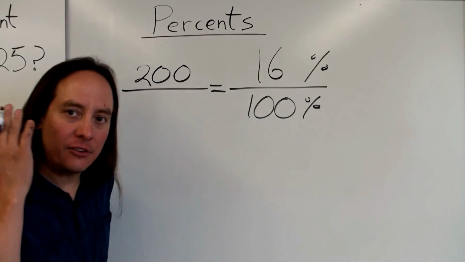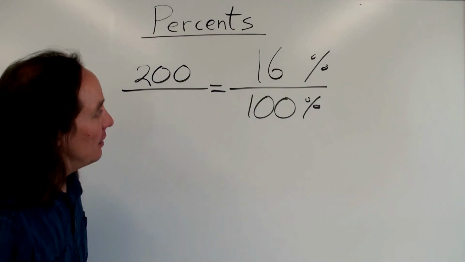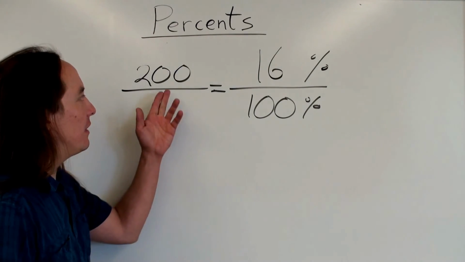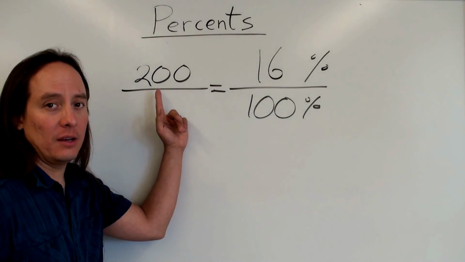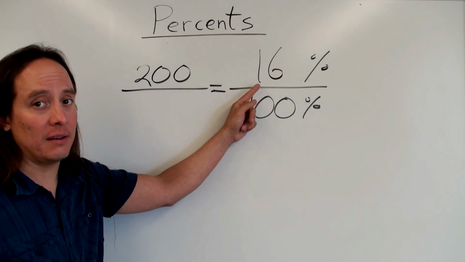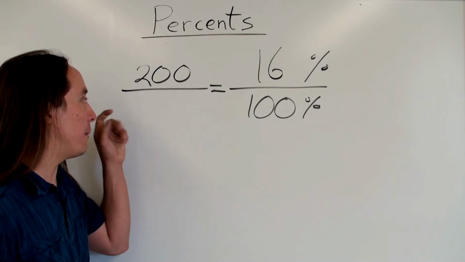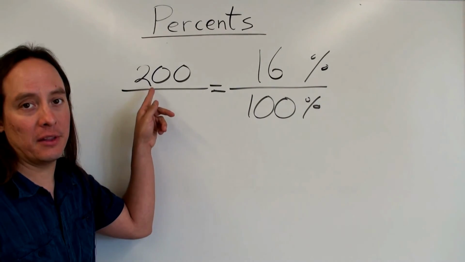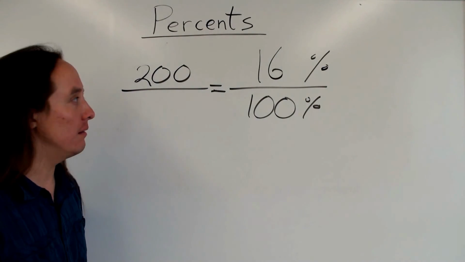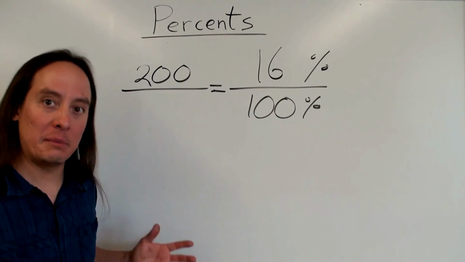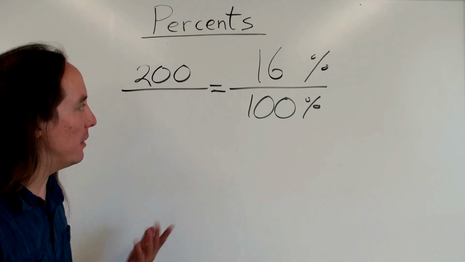So we have to think logically here. Well, we don't have to, but we should. And start trying to visualize what our answer is going to be. If we're saying that 16% is 200, or 200 is equal to 16%, the 100% needs to be bigger. So I know that my answer has to be much, much bigger than 200, because 200 is only 16%. I want 100%. So I know it's going to be bigger than 200. But let's go ahead and do it.